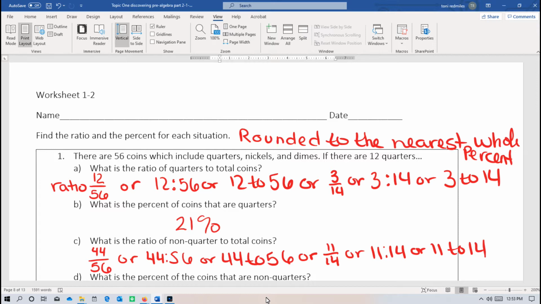So there are 56 coins, which include quarters, nickels, dimes, and there are 12 quarters. What is the ratio of quarters to total? Well, I got to put quarters first. There are 12 quarters, and there were 56. Now, it does not say simplified form. So obviously, this person wants to be able to look back and see that there were 56 total coins. Now, it matters. Remember, we talked about this. When do I simplify? When do I not? When we're working with raw data, we don't want to simplify. We want to be able to look back and say, hey, that was 56 coins, 12 of them were quarters.